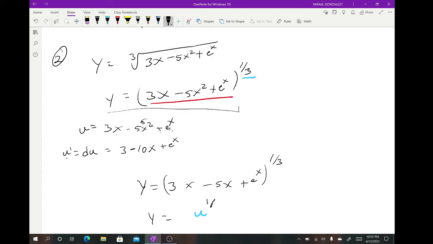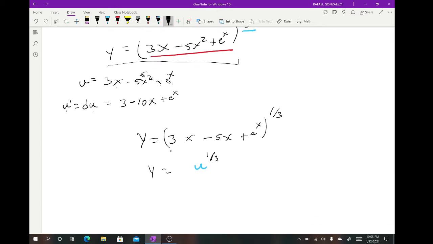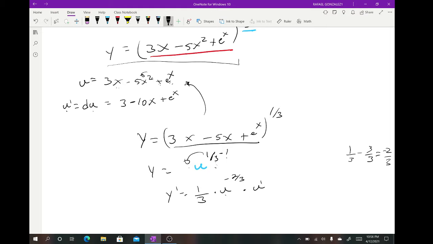This will make the problem much nicer. Remember, u we said was this, but now here we can see that the power rule applies. So you bring the 1/3 down, so that's 1/3 times u, then we minus 1 here. Minus 1 is the same thing as taking away 3/3, which is equal to negative 2/3. So we have u to the negative 2/3 times, by the chain rule, the derivative of u, which is u prime.